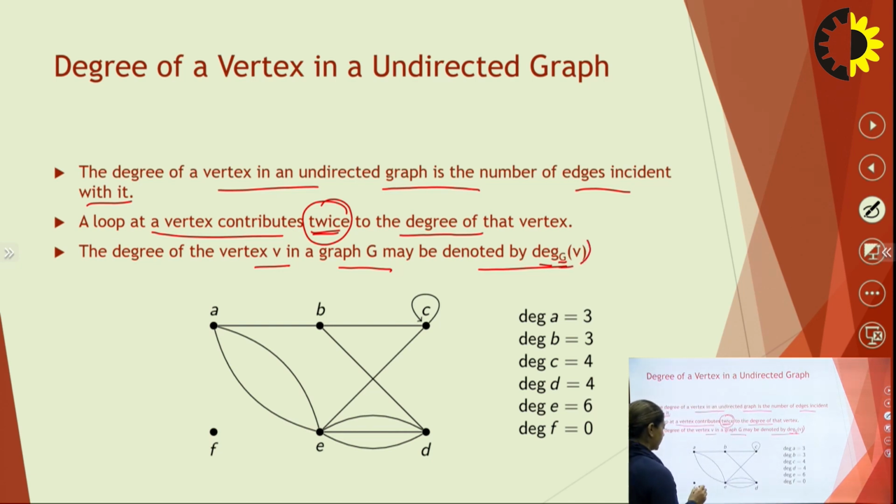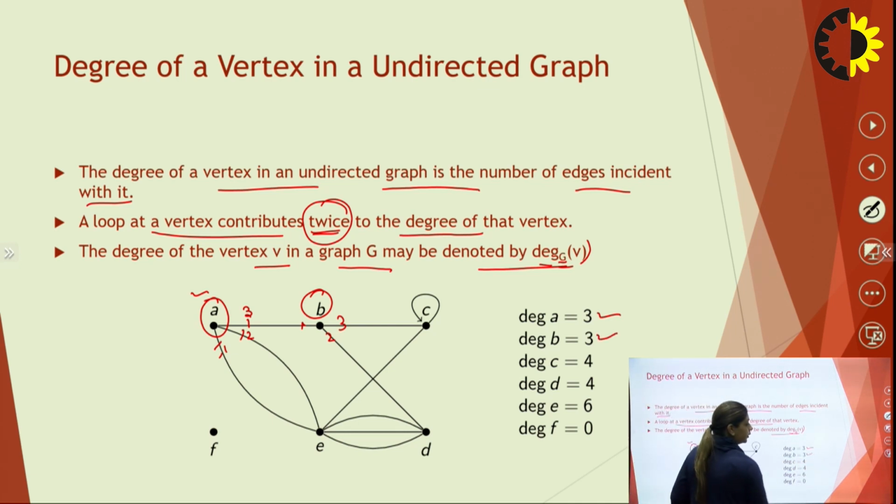Now let's consider this graph. First vertex is A. We have to find out the degree of A. How many edges are connected to it? 1, 1, 2 and 3. The degree of A is 3. Now we come to B. B is also having 1, 2 and 3 edges connected to it, so the degree of B is also 3.